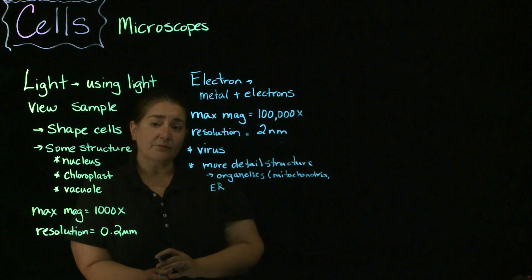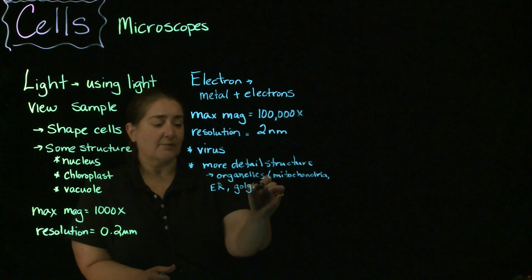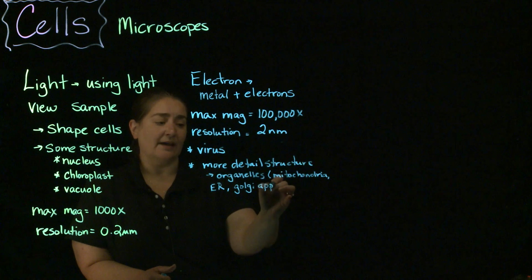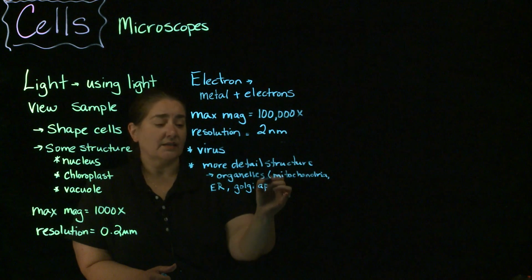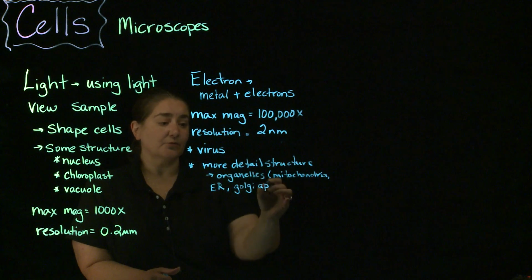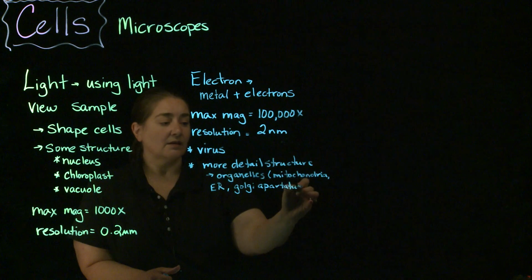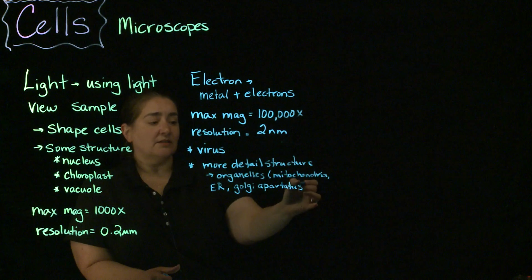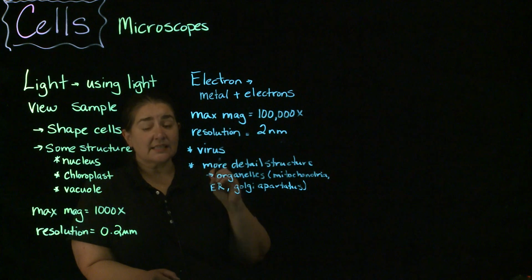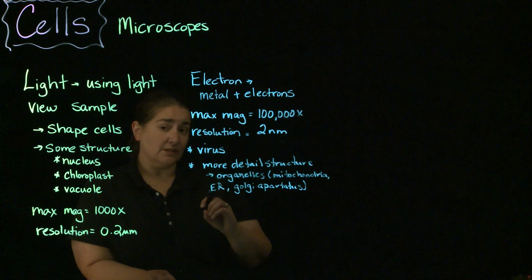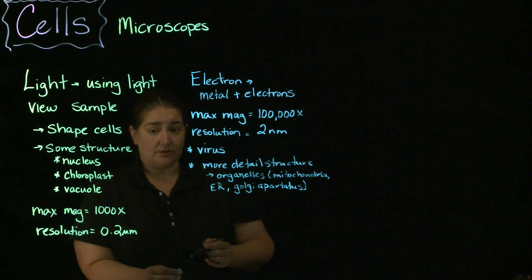Endoplasmic reticulum would be another structure. Golgi apparatus, and I know these terms right now don't make a lot of sense to you because we haven't talked about the different organelles yet. But I just want to have that in there to kind of give you an idea. The electron microscope, you're going to be able to see individual components within the cells. Those individual components within the cells are the organelles.